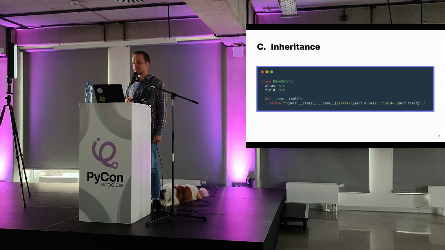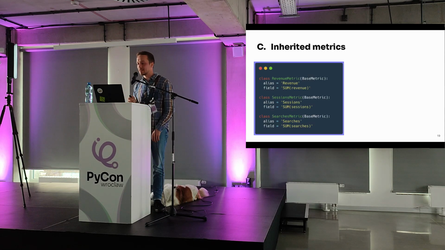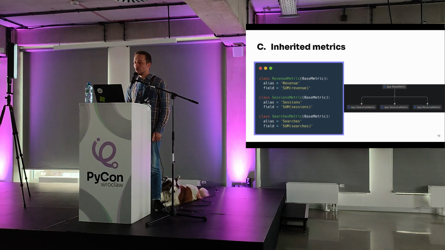Let's apply the base metric that we inherit to define other metrics. Here we don't need data classes because we will inherit this class. For a nice debugging experience, we can have the record method as well. Then this is how we can define various metrics by inheriting the base metric: a revenue metric, a sessions metric, and a searches metric. We can see that now we have 4 classes total instead of 1, and the inheritance tree grows. However, this is not the problem here.